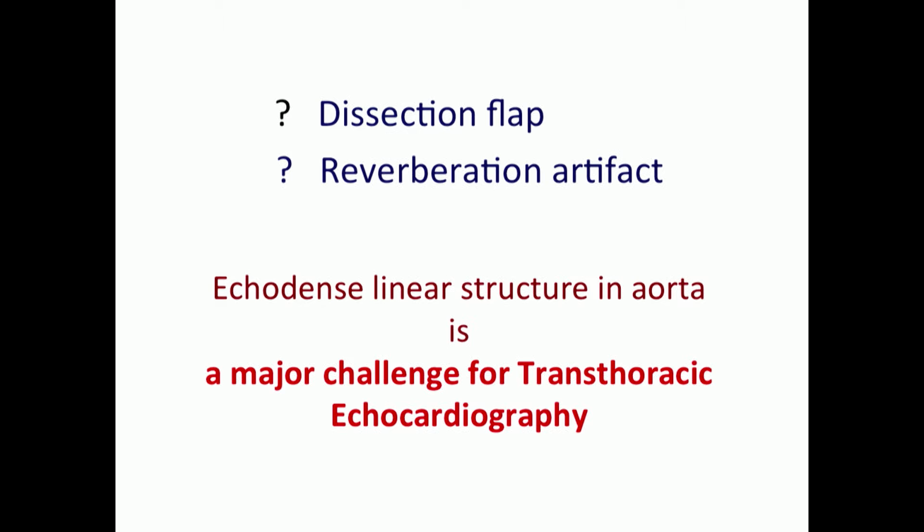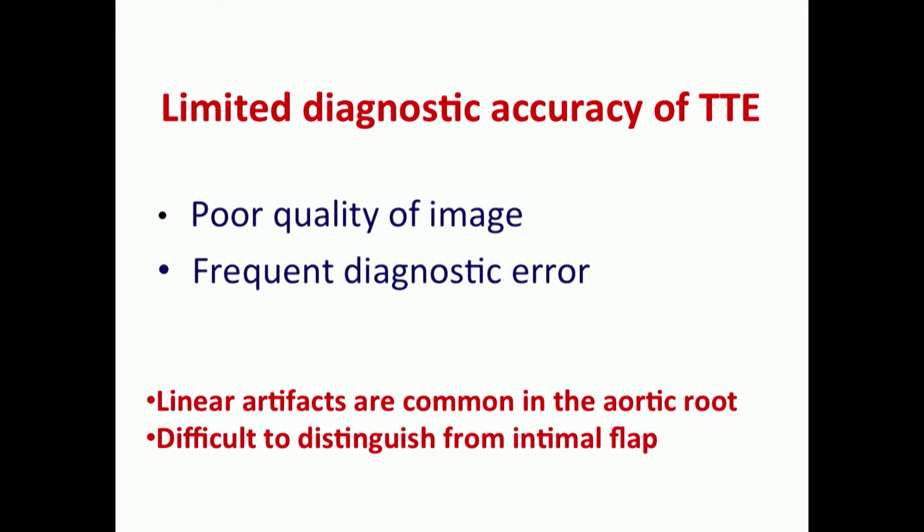The assessment of this echo-dense linear structure in the aorta is always a major challenge and a problem for transthoracic echocardiography because there is limited diagnostic accuracy of transthoracic echo. When the patient comes with chest pain in the emergency room, the patient is most of the time lying flat on the bed. We cannot turn the patient to the left lateral position. The window is not good, the machine may not be very good, and all of this results in poor quality of the image and possibility of frequent diagnostic error.